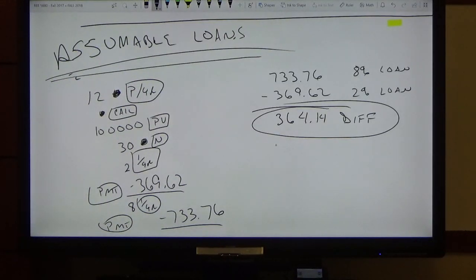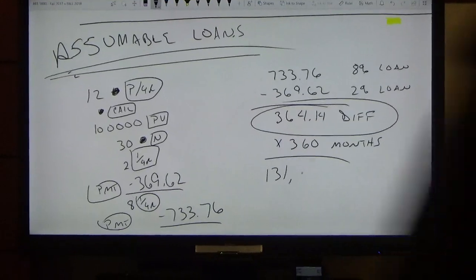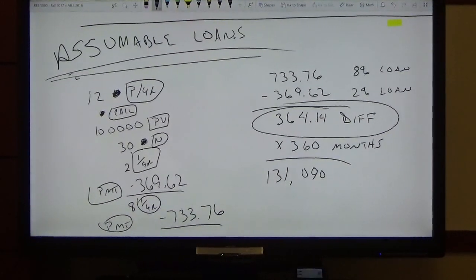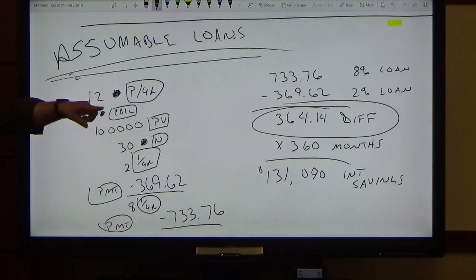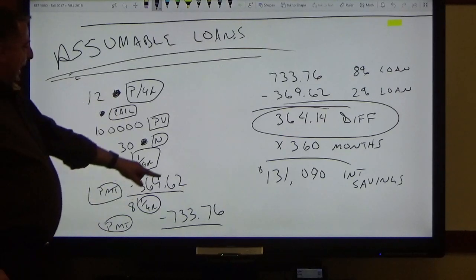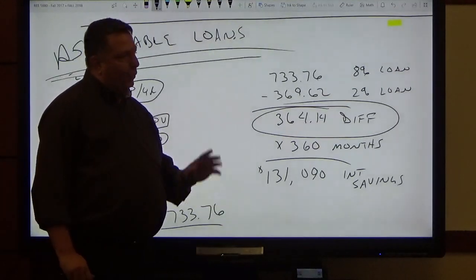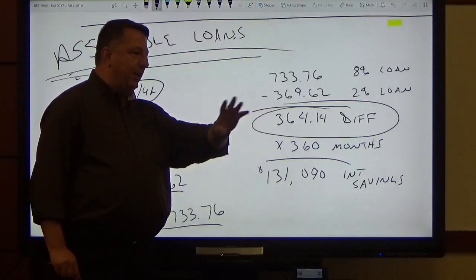So the point I want to make with this is, if you just simply take that and multiply that by 360 months, that's $131,090, okay? And that's basically interest savings. Does that make sense? Mm-hmm. All right. So the point being is that the assumable loan you have has some value. Now, does it have $131,000 worth of value? Well, in a break-even scenario, it does.